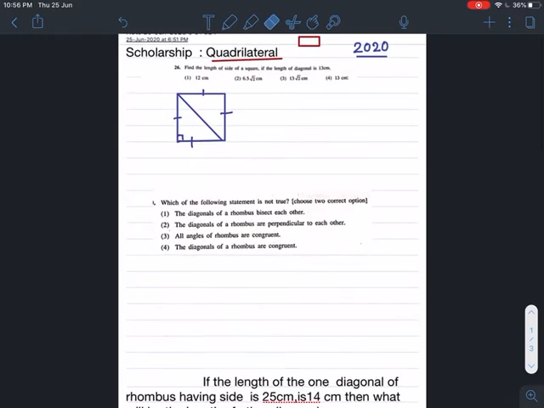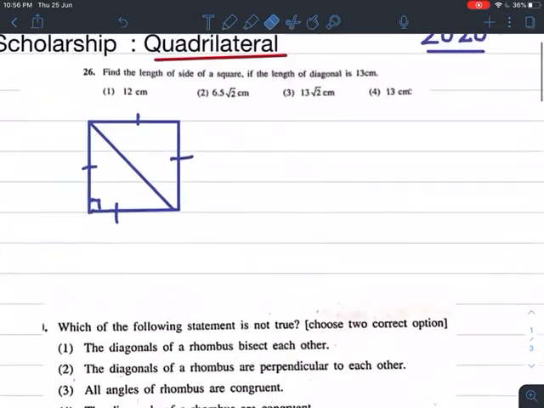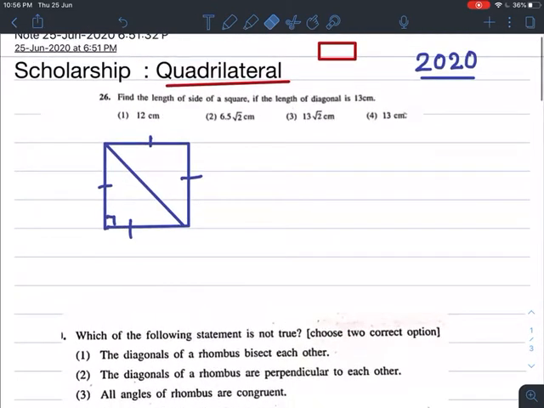So this is the first example. Find the length of the side of a square if the diagonal is 13 centimeter. I told you in the last video, if the length of the side of a square is 4 centimeter, its diagonal is 4 root 2. If the side is 5 centimeter, the diagonal is 5 root 2. The general formula: if the length of the side of a square is x, the diagonal will be x root 2.